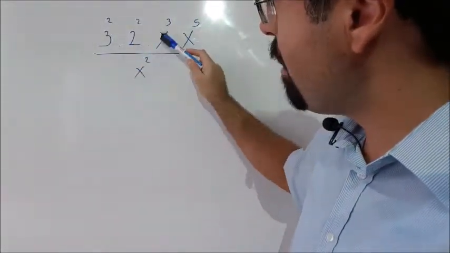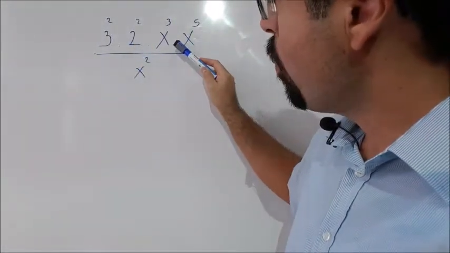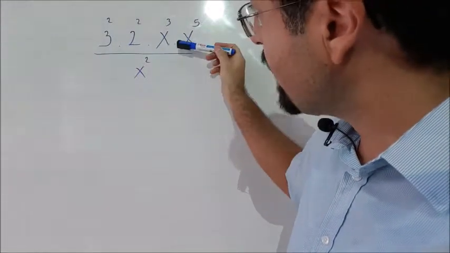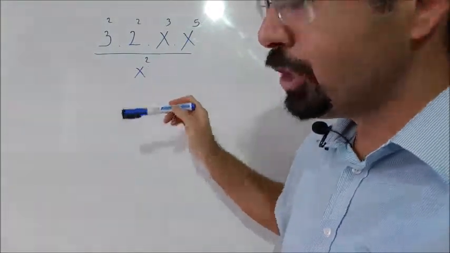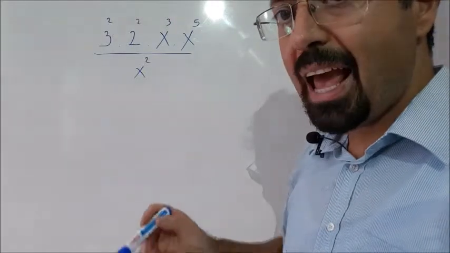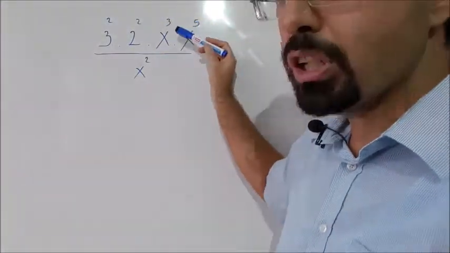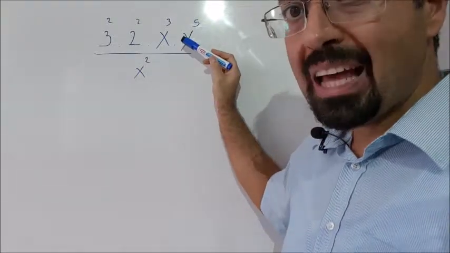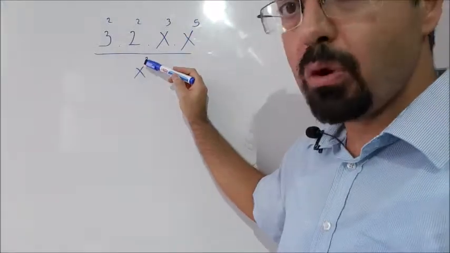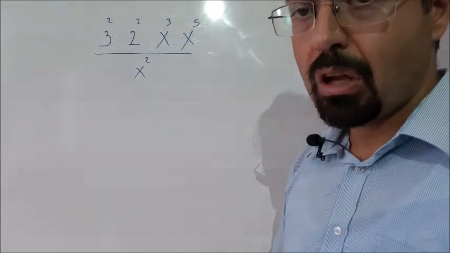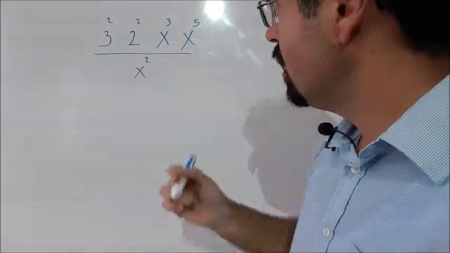When we see the same base and we are dealing with multiplications or divisions, we can actually add up the exponents when we have multiplication and subtract the exponents when we have division. Alright, so let's do it.